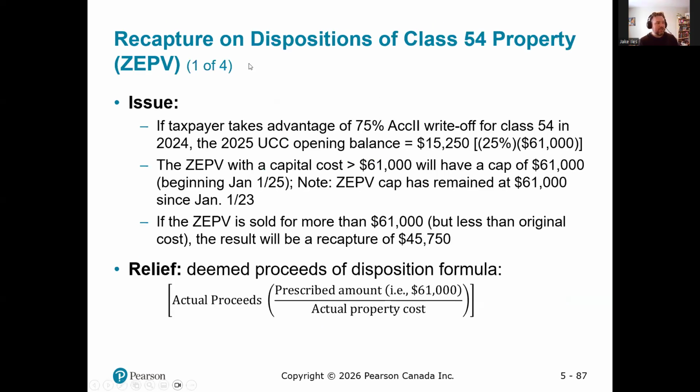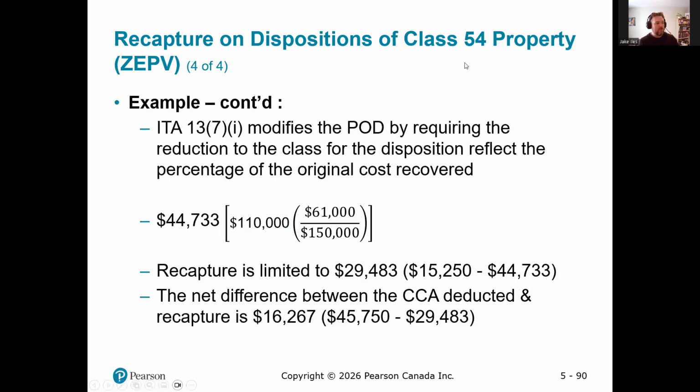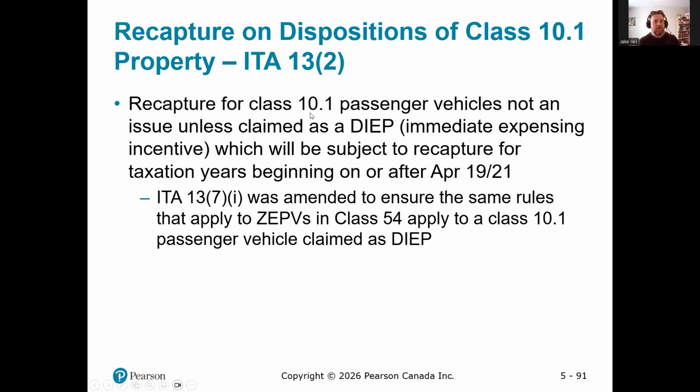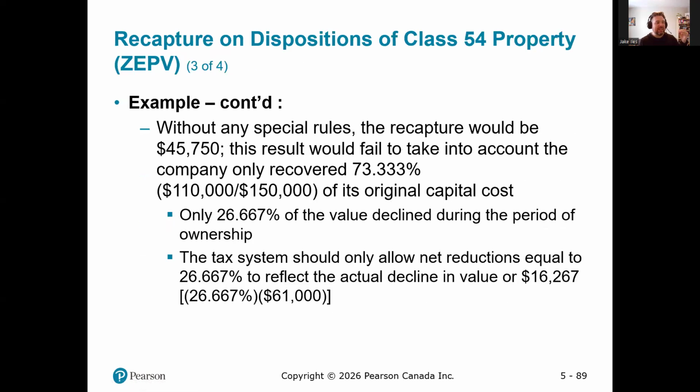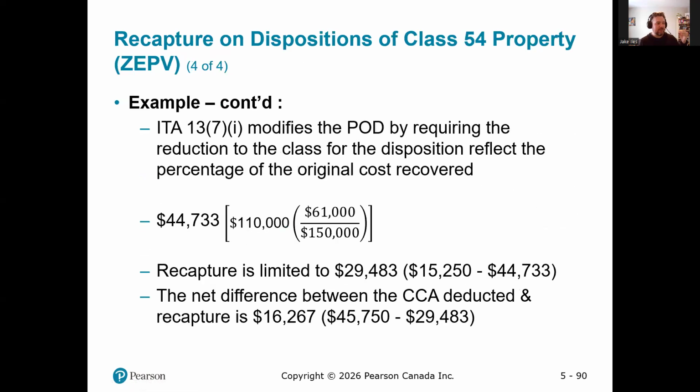There is a calculation for recapture for class 54, and the rules were modified so that class 10.1 could use this as well. The reason there's a special case for these two classes is because they have a limitation of what can be added to the class. For class 10.1, a new property can't add more than 38,000. For class 54, you can't add more than 61,000.